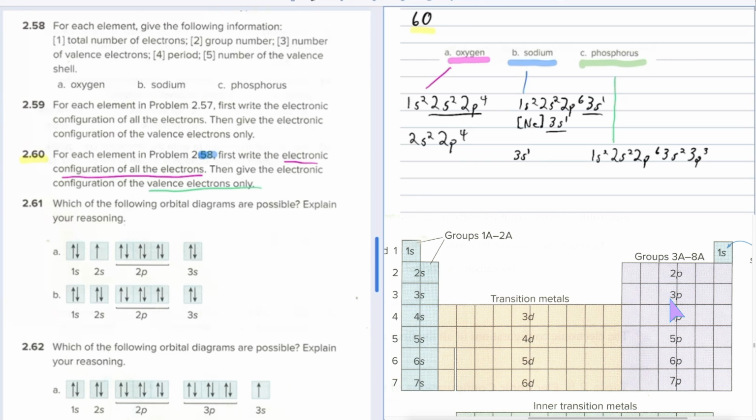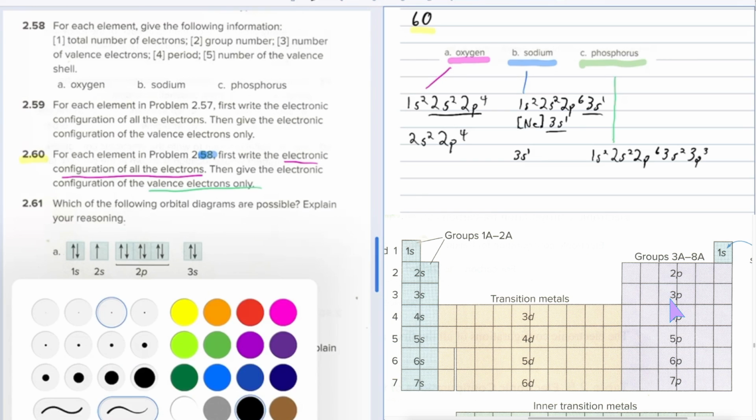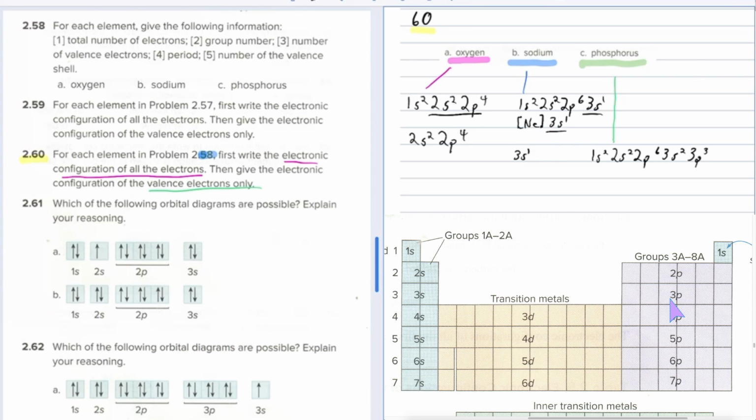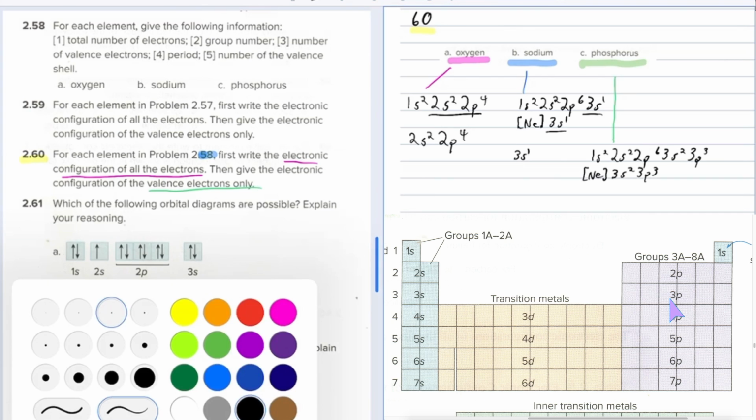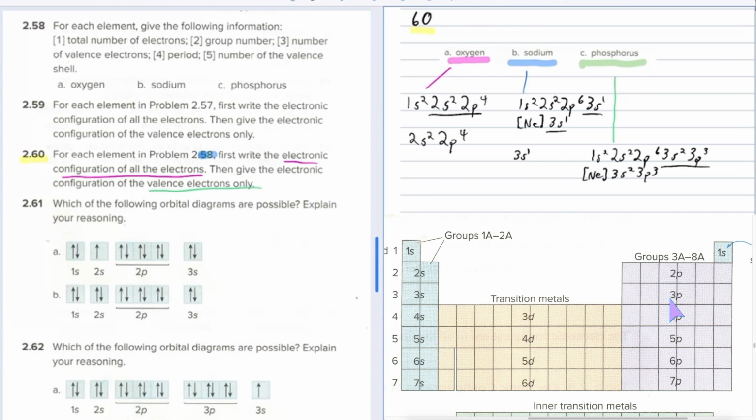You could also do the noble gas notation of the electron configuration. So substituting neon for the first part right here, you would have neon and then 3s2, 3p3. You can see those valence electrons right there and right there. And so just copy those down, 3s2, 3p3, and there you go.